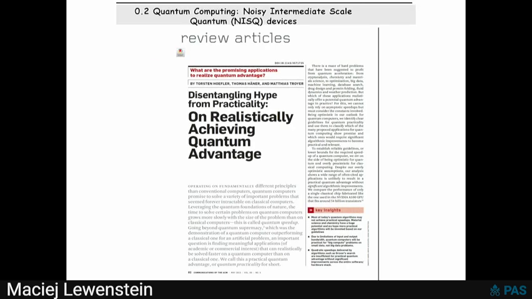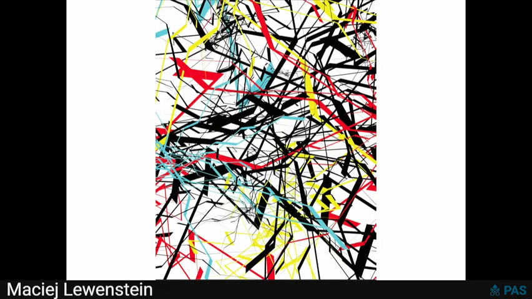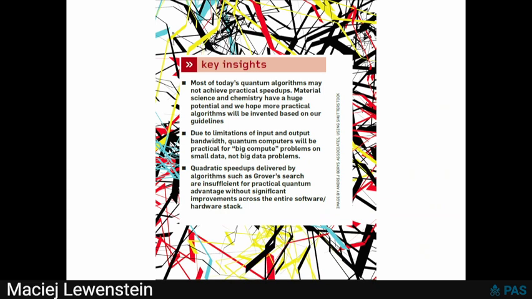And this is another article, I think from June this year, from Matthias Troyer, maybe he will be talking about it, on realistically achieving quantum advantage. Here what he says, I cannot read it because it's small, but roughly speaking, is that today's quantum algorithms are not likely to achieve practical speedup. This is in particular true for quantum chemistry applications and optimization problems.